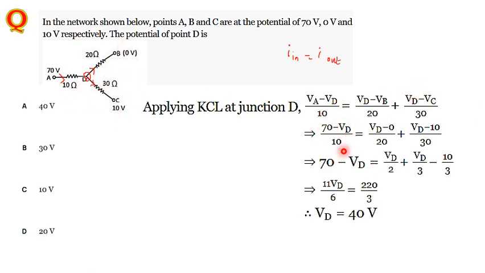Now you just simplify these equations. Once you simplify, substitute the values of VA and VB, which they have given. You can easily find out. Simplify this equation, and you will find that the answer here is 40 volt.